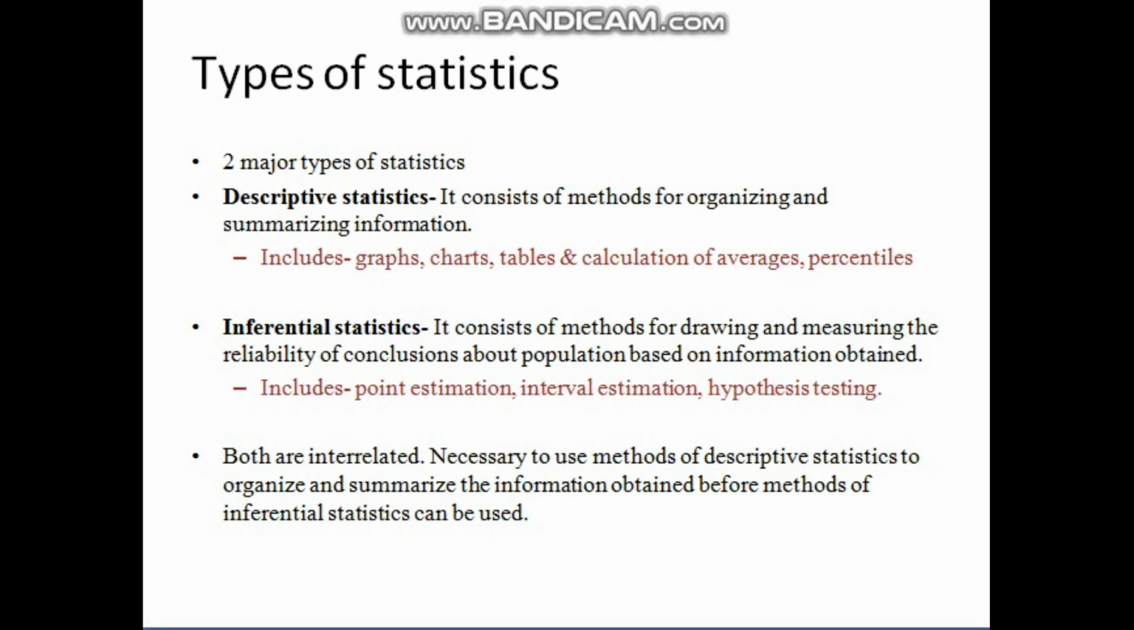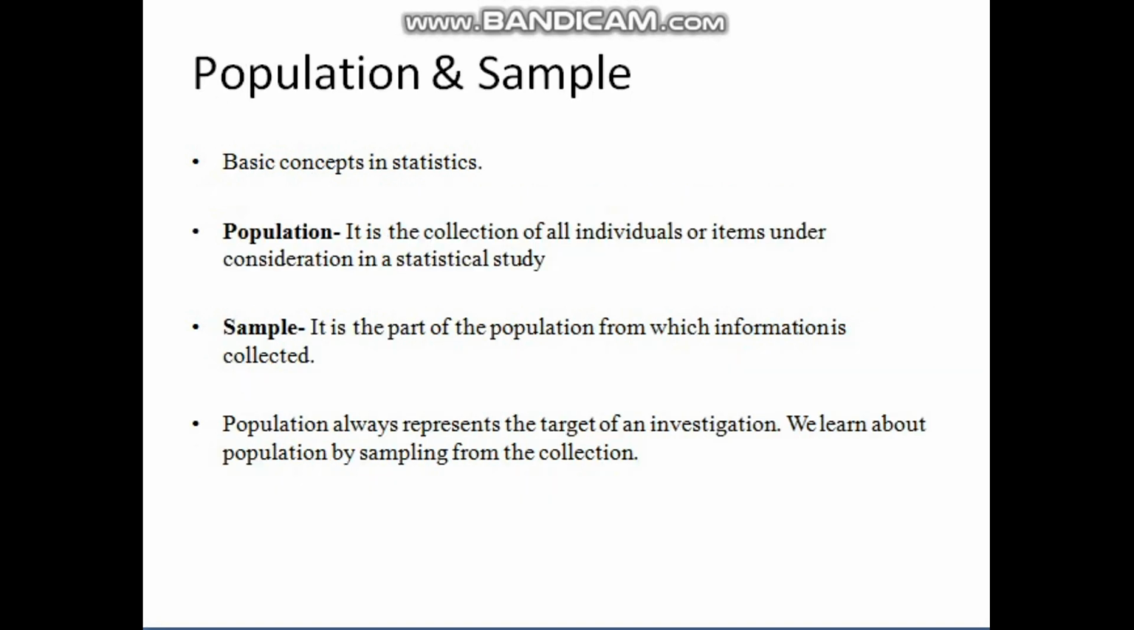Next, population and sample. What is population? It is the collection of all individuals or items under consideration in a statistical study. Sample is the part of the population from which information is collected. Suppose, for example, I want to find out about universities and their course details, and also conduct a survey. For that I cannot take all the universities of India. That is our population. For the sample, we will collect 3 to 4 universities of Tamil Nadu using simple random sampling methods. Population always represents the target of an investigation. We learn about the population by sampling from the collection.